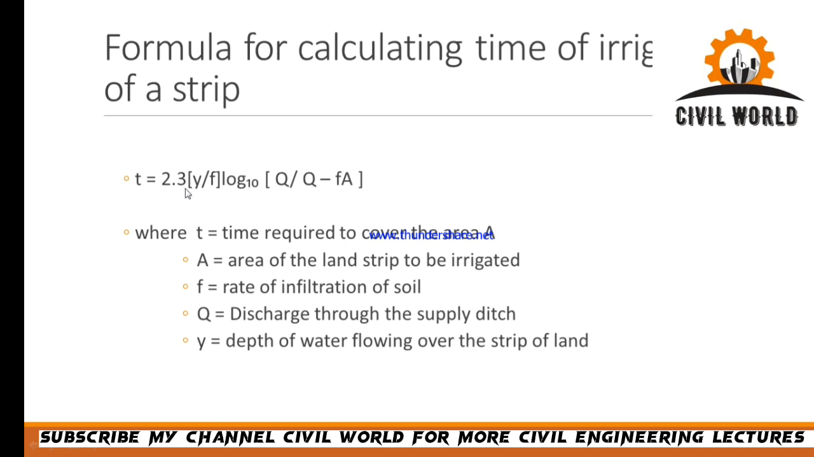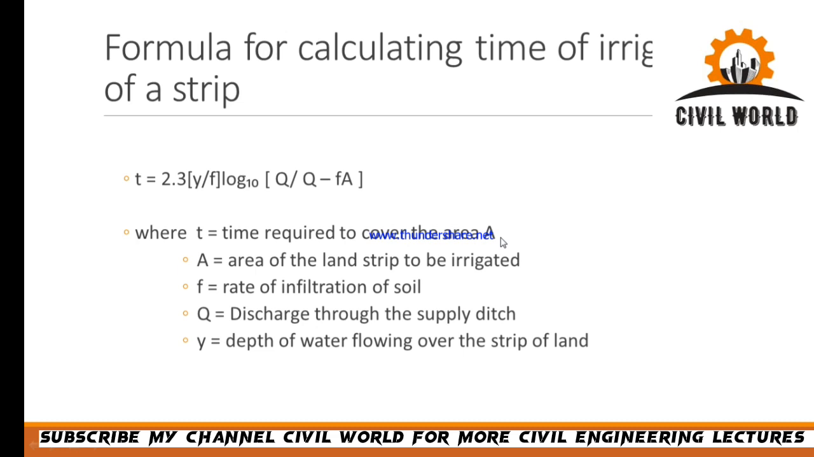So T is equal to 2.3 (Y by F) log to the base 10 of Q divided by (Q minus FA). Q minus FA should have been in brackets, in small parentheses. That I will do in the slides. Anyways. What is T? T is the time required to cover the area A.